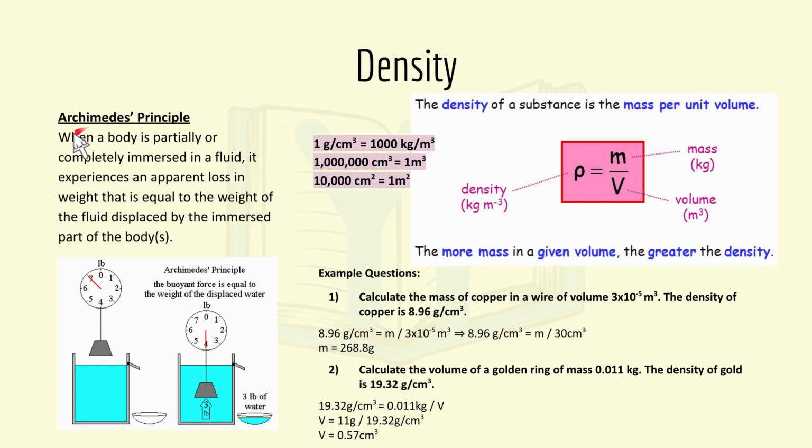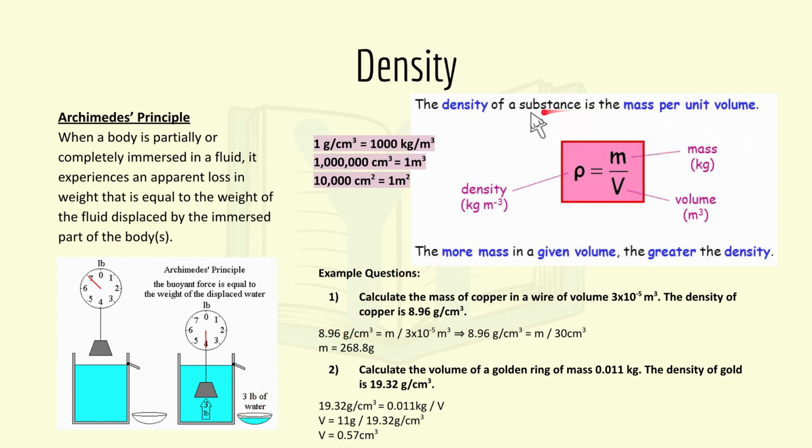And here's Archimedes' principle, which is when a body or an object is partially or completely immersed in a fluid, it experiences an apparent loss in weight that is equal to the weight of the fluid displaced by the immersed part of the body. So here's a diagram of Archimedes' principle. Let's say this thing is here. It displaces, and here's the amount that it displaces, which is 3 pounds of water.